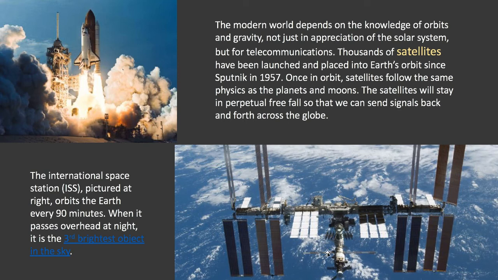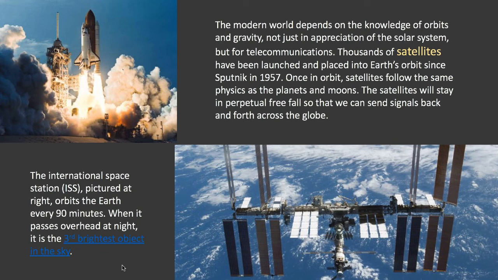One of the most interesting satellites is the International Space Station. That's what's pictured down here. It orbits the Earth every 90 minutes, and you can see it occasionally. When you do, it's very bright. It's the third brightest object in the sky, I believe, behind the Moon and Venus.